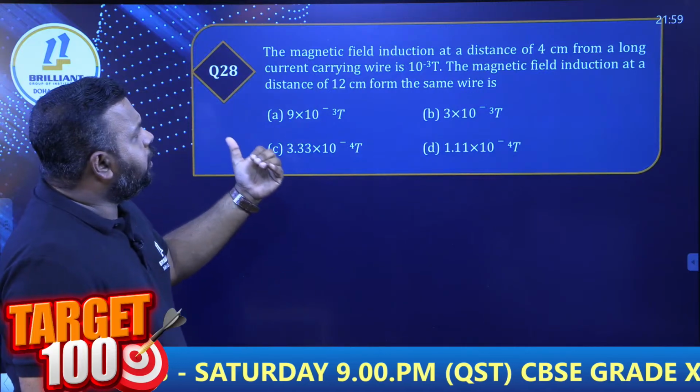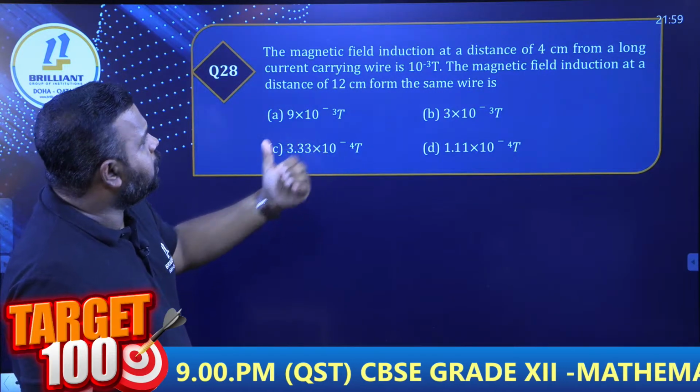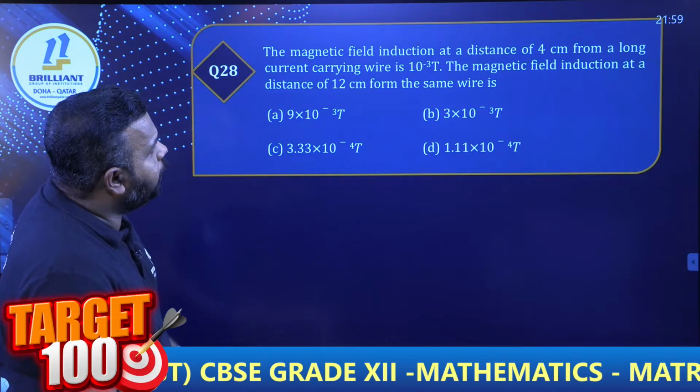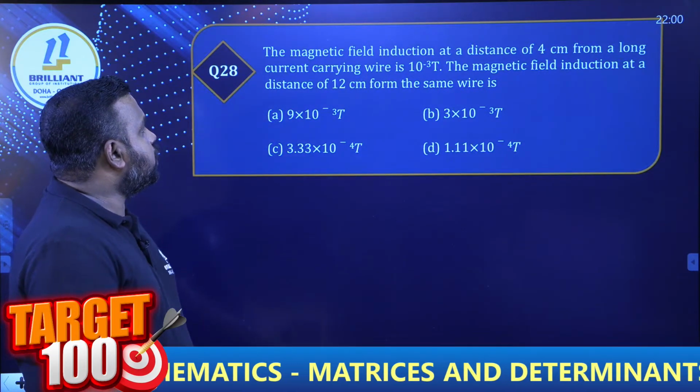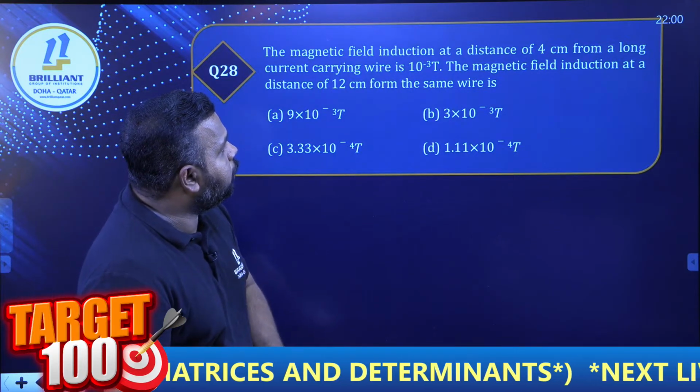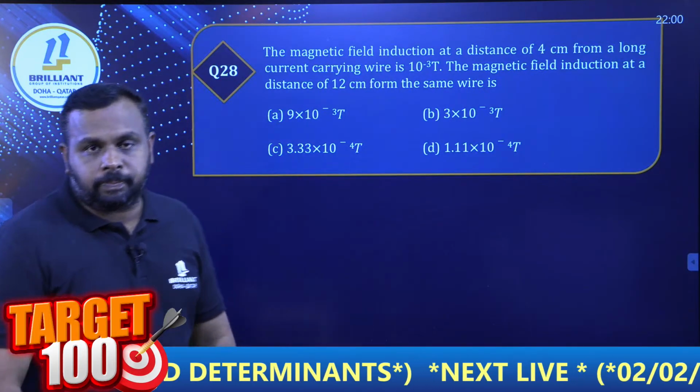The magnetic field induction at a distance of 4 cm from a long current carrying wire is 10 raised to minus 3 Tesla. The magnetic field induction at a distance of 12 cm from the same wire is.